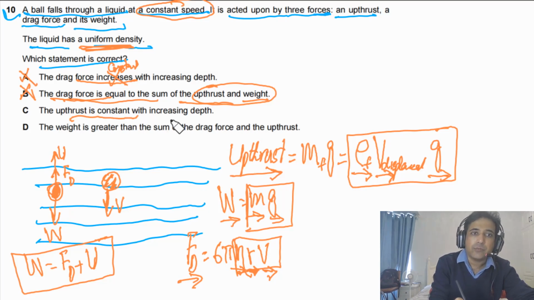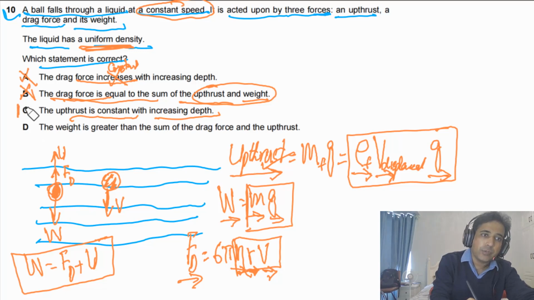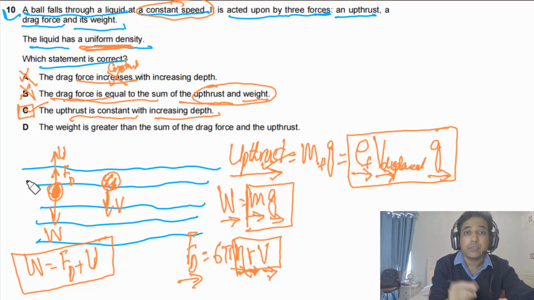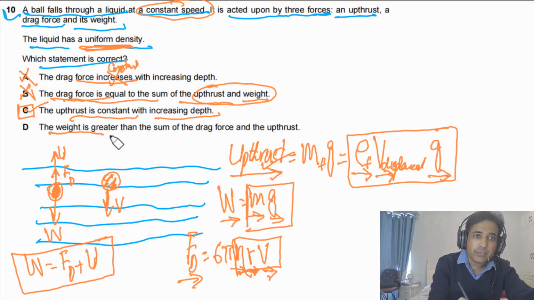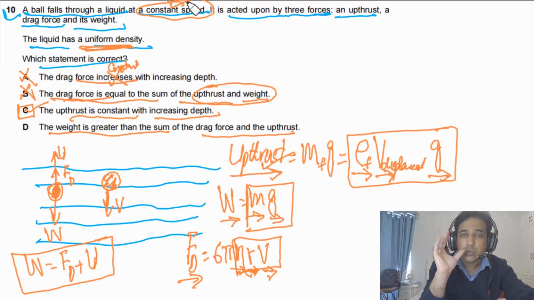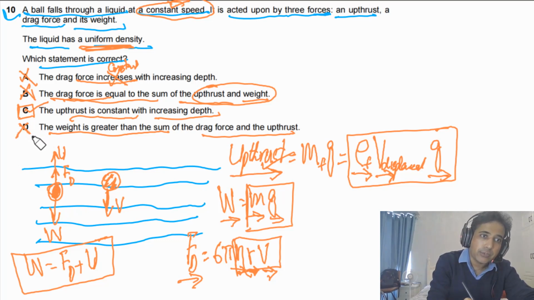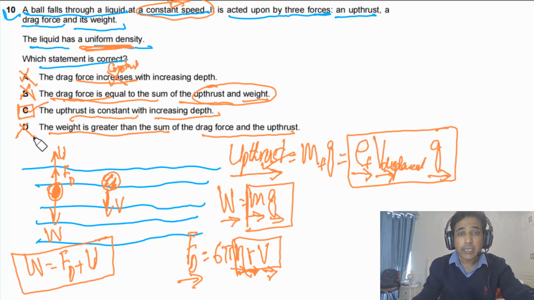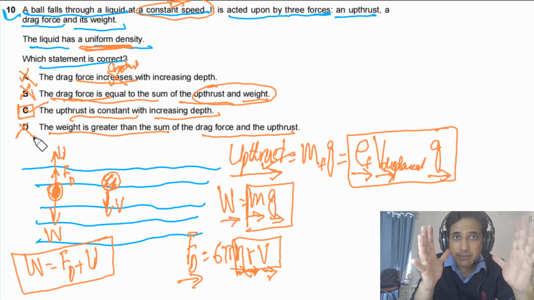Upthrust is constant with increasing depth. Yes, it is constant. So this is the right answer. This is the correct option. The weight is greater than the sum of the drag force and the upthrust. No, weight is equal to the sum of these two forces because the speed is constant, so there is no resultant force. So this option is also incorrect. I hope this question makes sense. I hope this video makes sense.